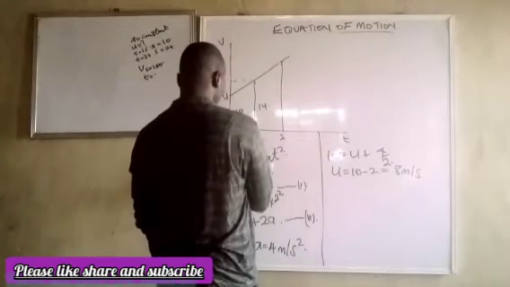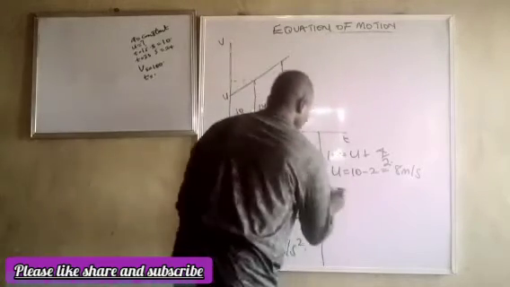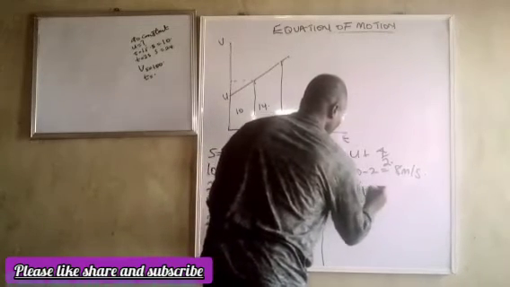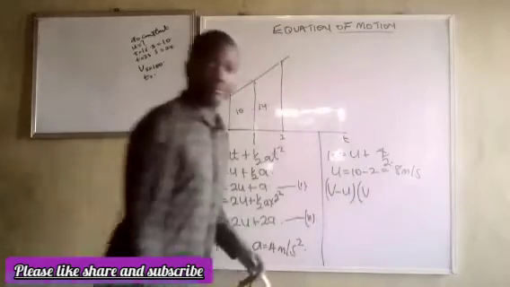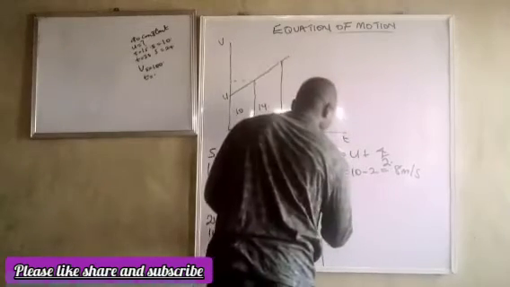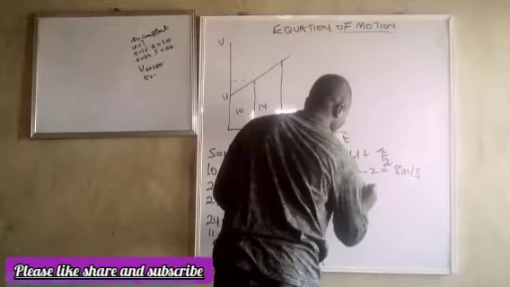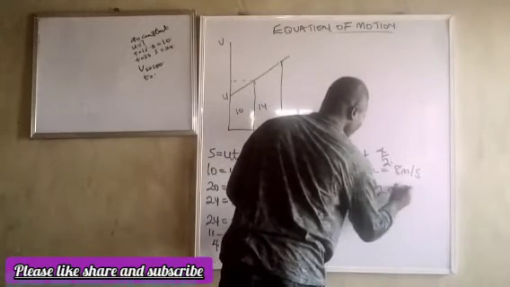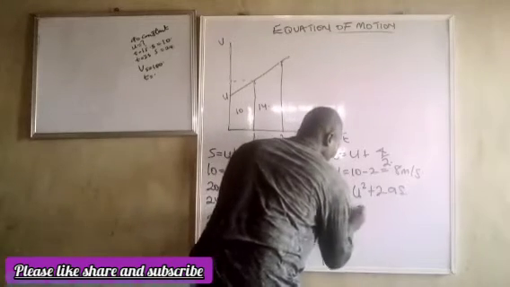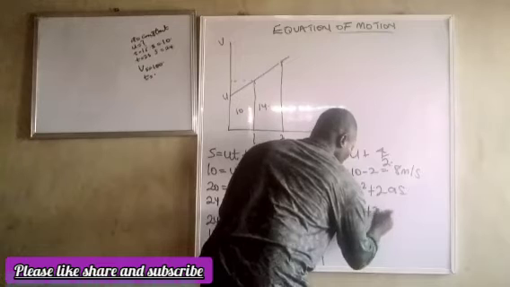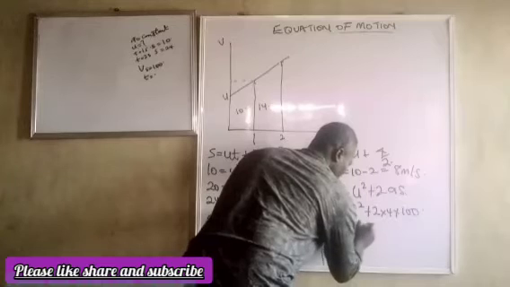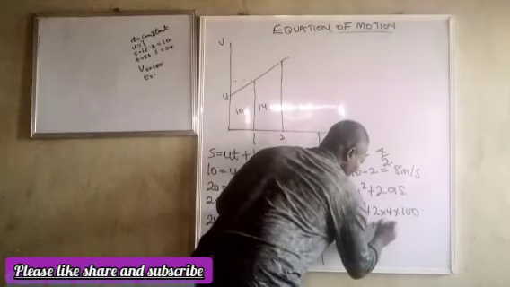So we can say that v squared equals u squared plus 2ax. So v squared will be equal to 8 squared plus 2 times 4 times 100. This is 64 plus 800.